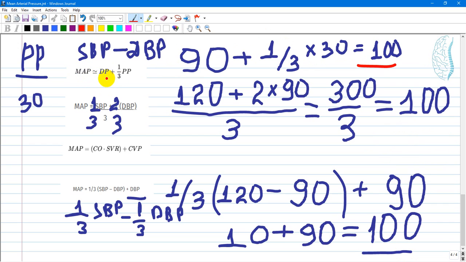So let's go with this one. Diastolic blood pressure is 90 and systolic blood pressure is 120. So diastolic blood pressure 90 plus 1/3 of pulse pressure, which is 30, gives 90 plus 10, which is 100. Another one is 120 plus 2 times the diastolic blood pressure, all divided by 3. So 300 divided by 3 is 100. Any of the formulas in use results in the same number.